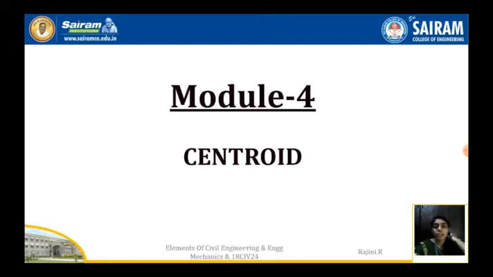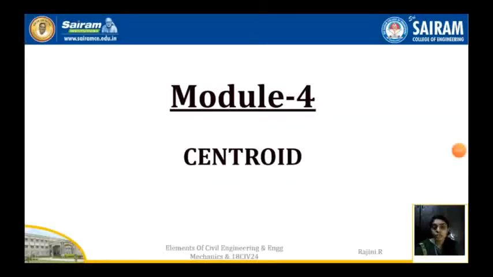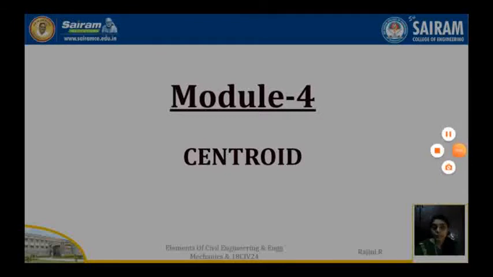For example, a triangle: if you fold it in the y-axis, it will be a mirror image, but if you fold it in the x-axis, it is not a mirror image. So we need to find the formulas for that. That's why we are finding the formulas. In this session, we are going to first solve the rectangle.